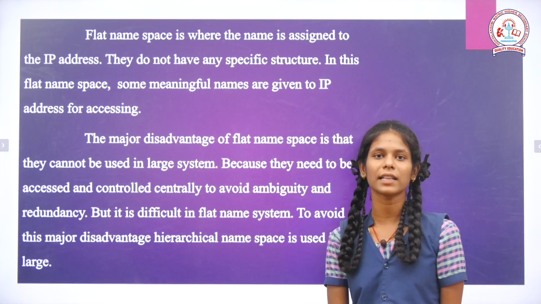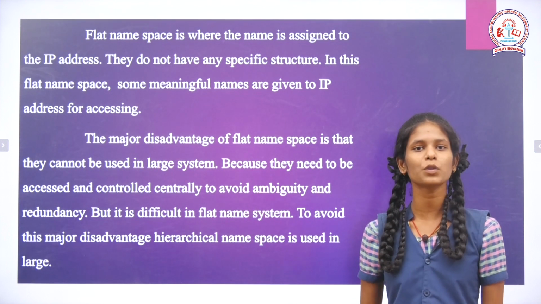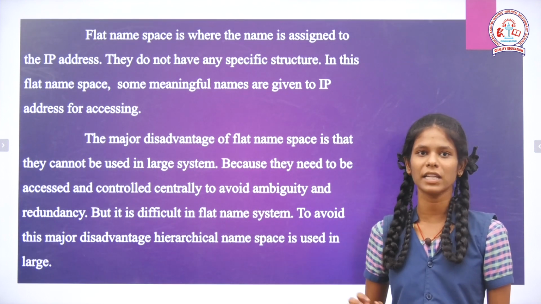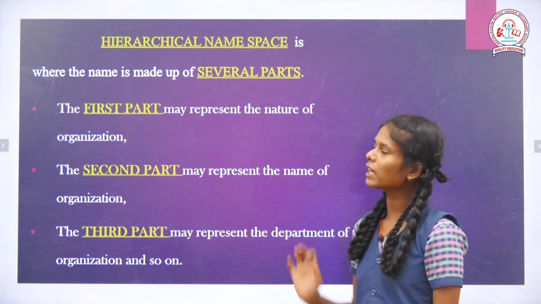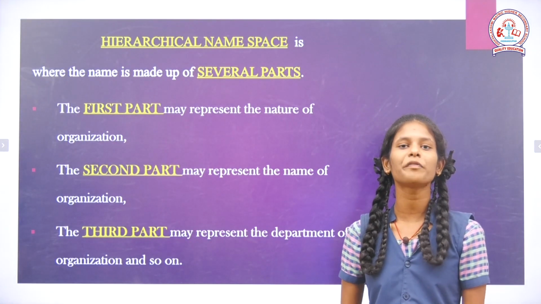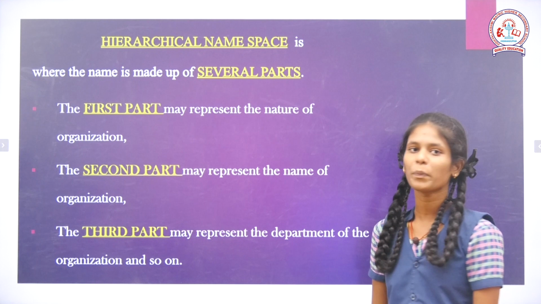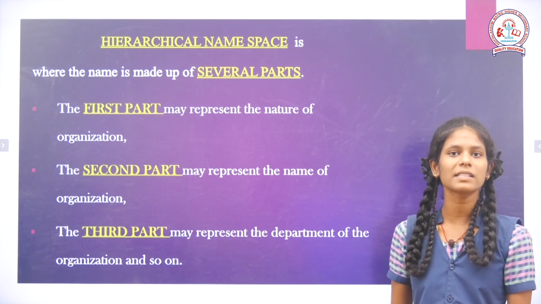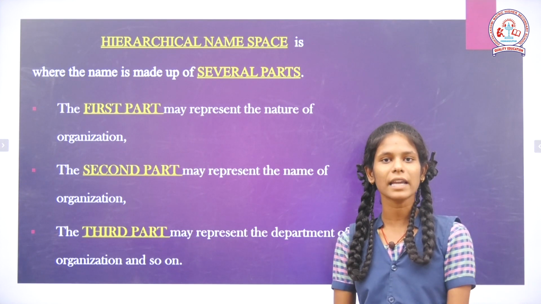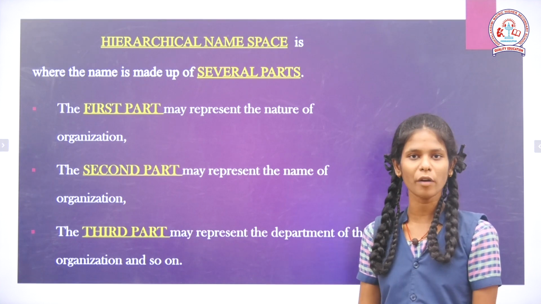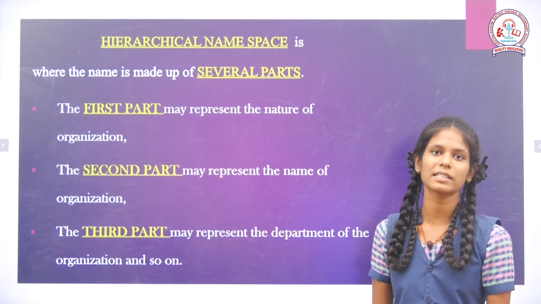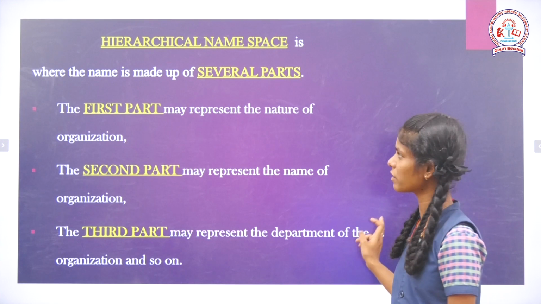Flat namespace is nothing but here the name is assigned to the IP address and it does not have any specific structure. Hierarchical namespace is nothing but it is made up of different types of components. Thus, the first part represents the nature of the organization, the second represents the name of the organization, and the third part represents the department of the organization.